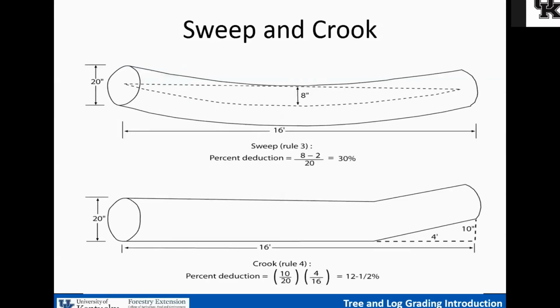And so here on the top is an example of sweep. You've got an equation here to be able to figure out your percentage of sweep deduction. You've got crook here. You can see the end of the log is crooking. And you've got your percent deduction equation down here to determine what percentage board foot you will deduct for that.